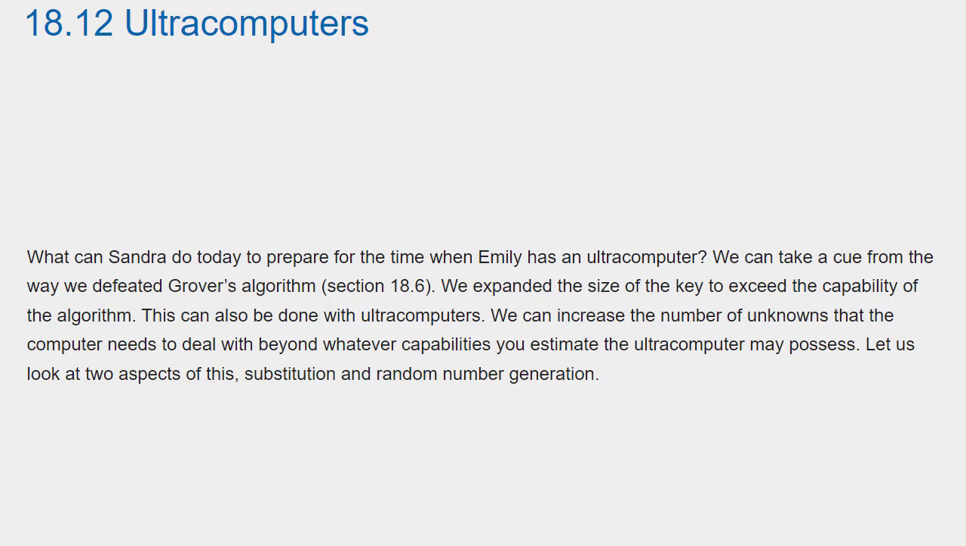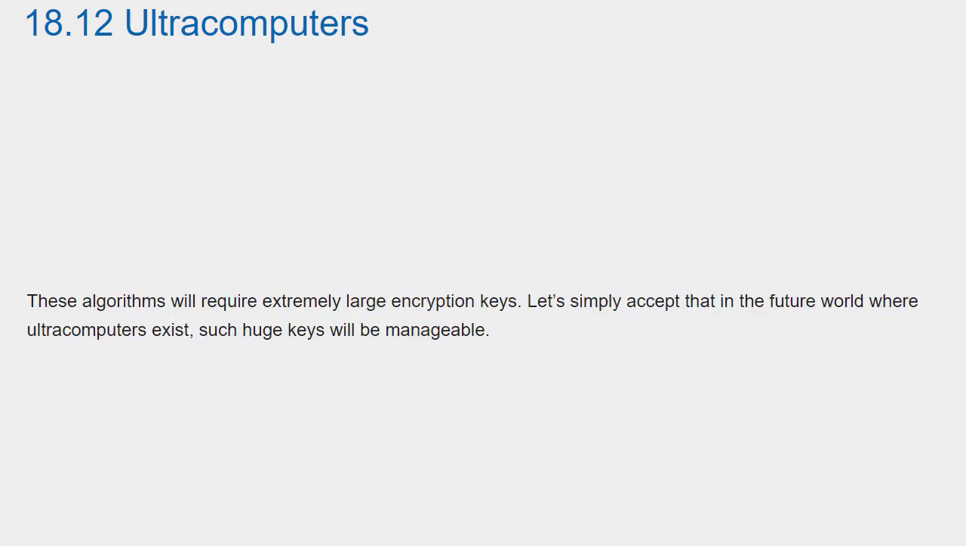We can take a cue from the way we defeated Grover's algorithm, section 18.6. We expanded the size of the key to exceed the capability of the algorithm. This can also be done with ultracomputers. We can increase the number of unknowns that the computer needs to deal with beyond whatever capabilities you estimate the ultracomputer may possess. Let us look at two aspects of this: substitution and random number generation. These algorithms will require extremely large encryption keys. Let's simply accept that in the future world where ultracomputers exist, such huge keys will be manageable.